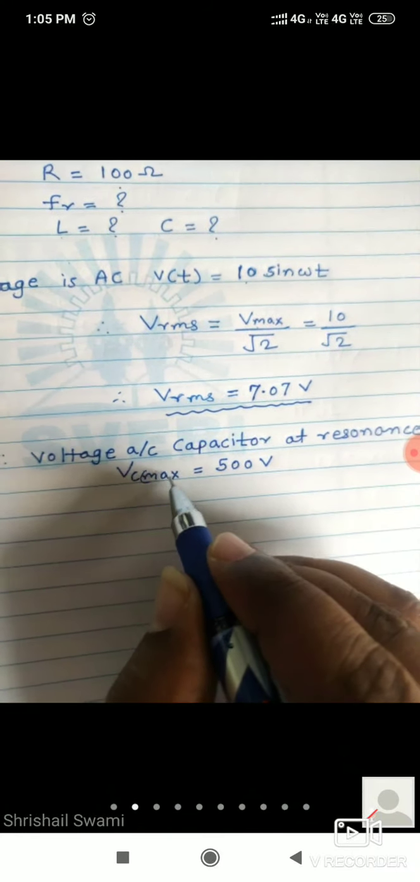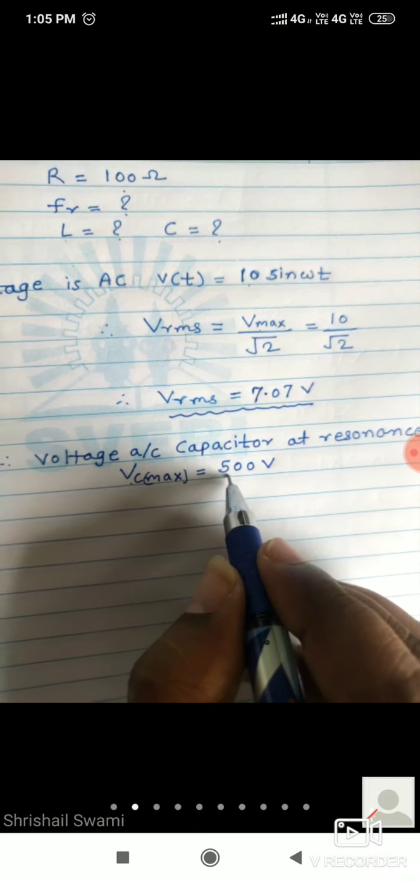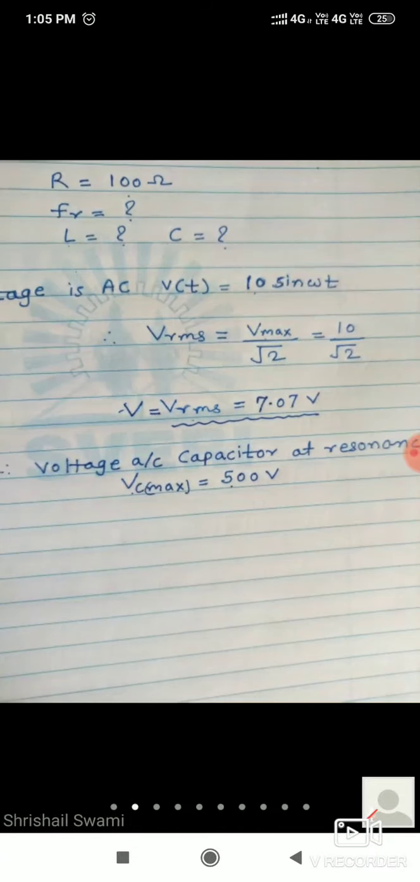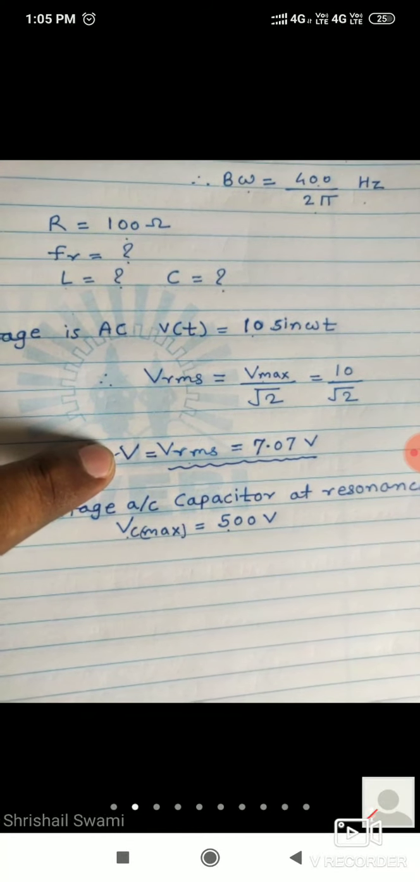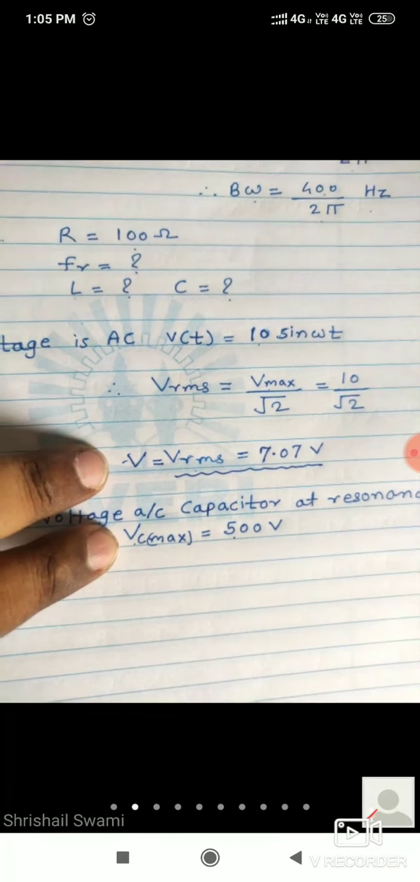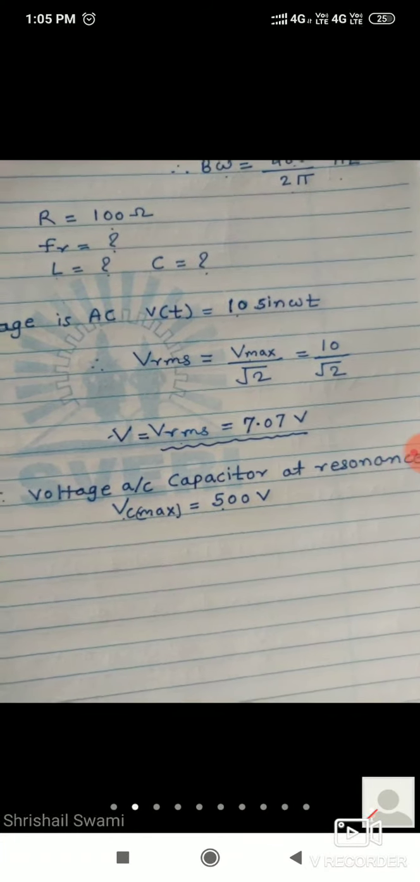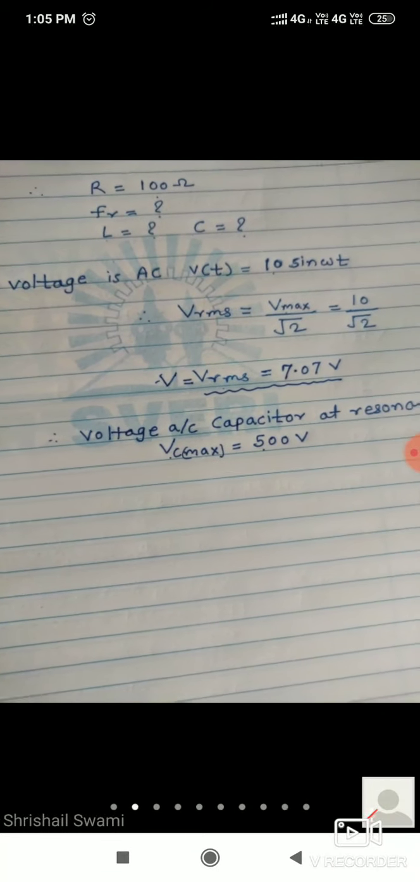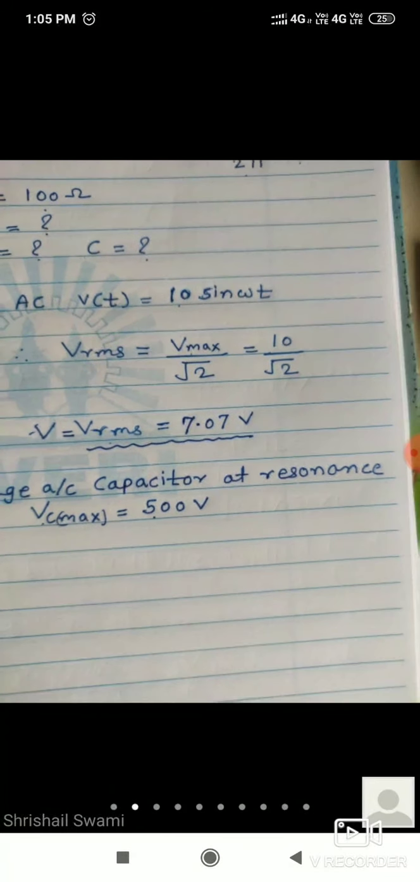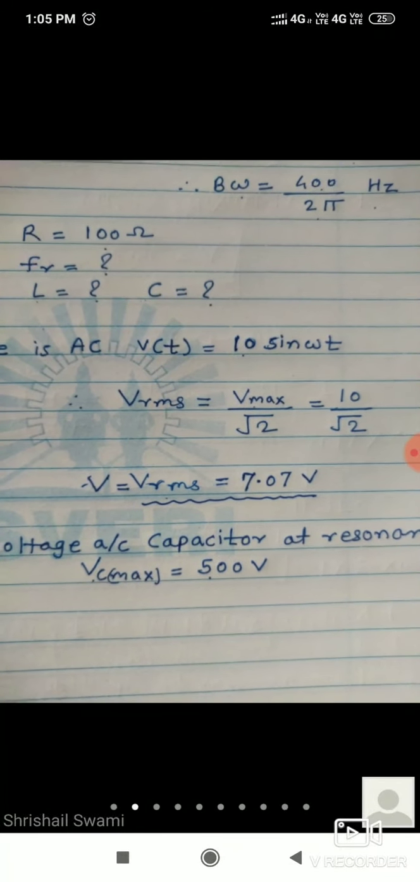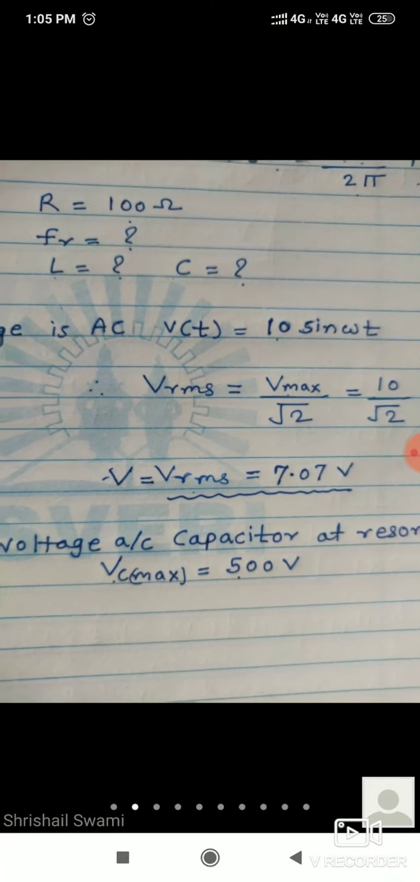VC max means take VC. Okay, VC is equal to 500 volt and input is given. VRMS means what? Consider V, voltage. So based on VC and V value, can we get the value of Q? Yesterday you learned that part. How to calculate Q?